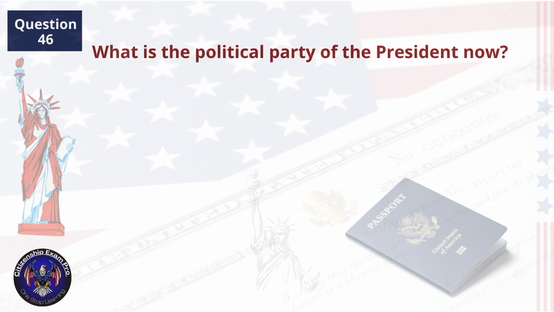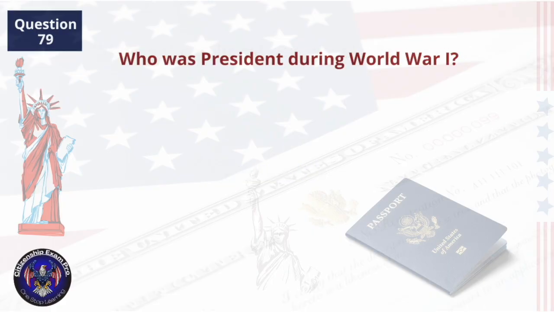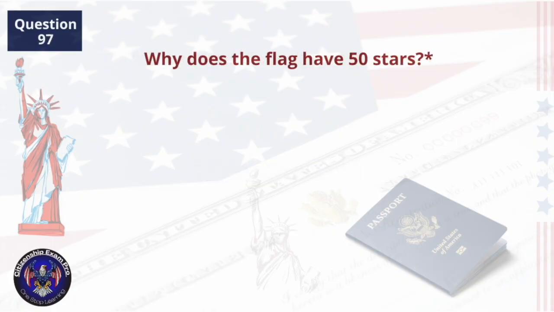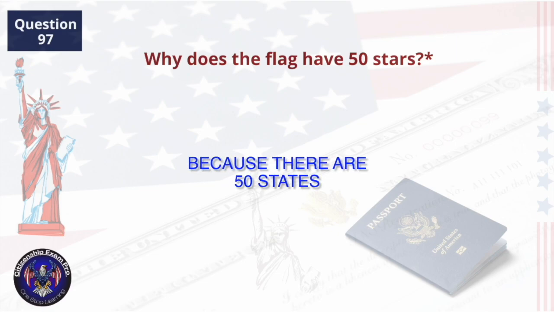What is the political party of the president now? Republican. Who was president during World War I? Woodrow Wilson. Why does the flag have 50 stars? Because there are 50 states.